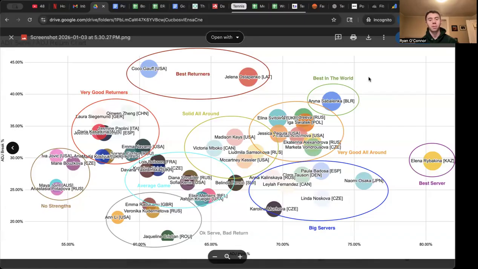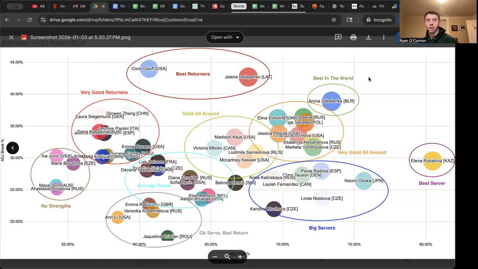But anyways, the best returners you have on that top middle, where you have Coco and Ostapenko, they break way higher than everybody else, but they don't hold serve quite as much, so they're kind of in their own grouping. And then kind of the opposite, you have the big servers in the bottom-ish, right? These people clearly break a lot less than Coco and Ostapenko, but they hold serve significantly more. So they're in that big servers tier of Osaka, Noskova, Badosa, Tauson, Kanskaya, Fernandez, Mukova.